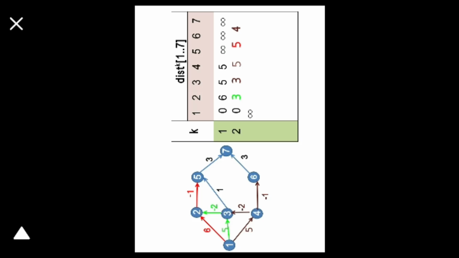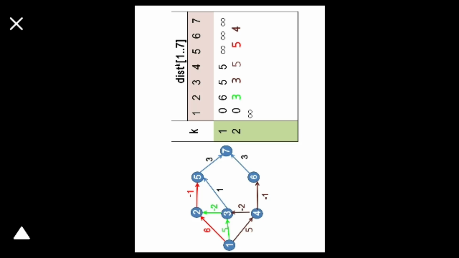So now from source 1 to vertex 2 with two edges is 5 minus 1, it is 3. So here in the second row, second column is 3. Then source to vertex 3 with two edges is 5 minus 2, it is 3. Then source to vertex 4 is done. Then source to vertex 5, in red color we have written 6 minus 1, 5. Then source to vertex 6 with two edges, 5 minus 1, it is 4. Source to vertex 7 with two edges, there are no two edges from source to 7, so it remains infinity.